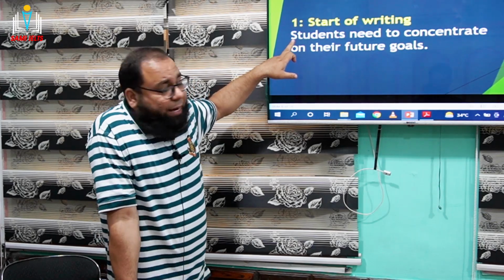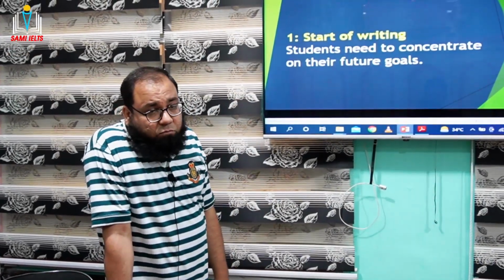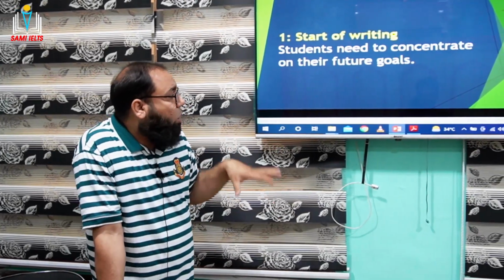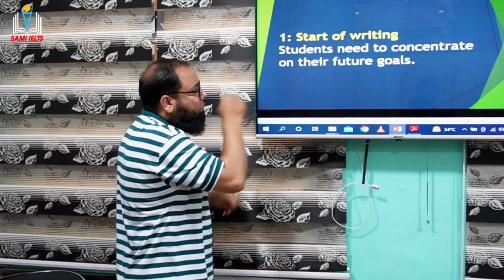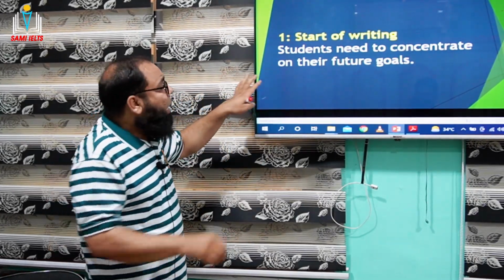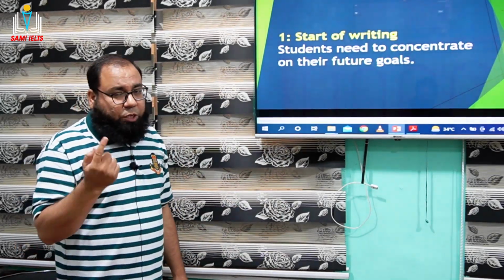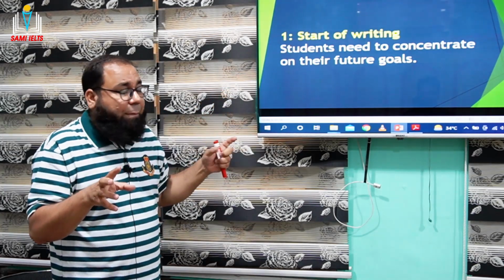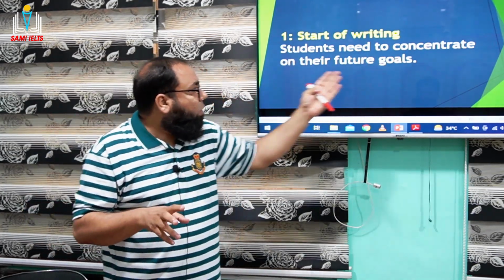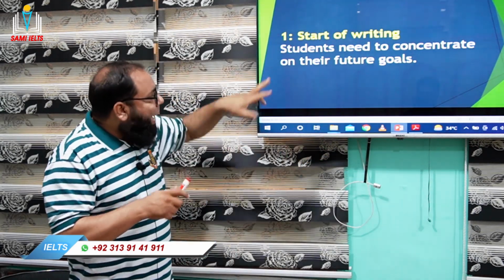Let's see the example here. Students need to concentrate on their future goals. Now, guys, in this sentence, how many letters are capital? There is only one letter, and that is S, right? This S is capital. The remaining, full sentence is written with small letters.